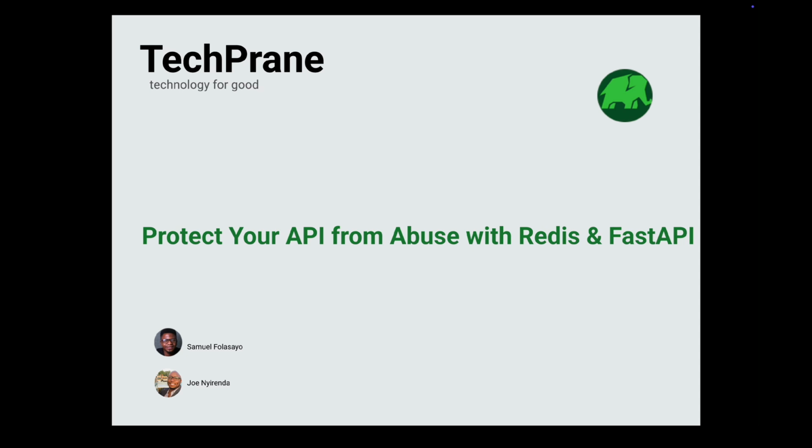Imagine your API is like a toll gate. You want to let cars or requests pass, but only a limited number in a given time, say 10 cars per minute. Anything above that gets blocked. That is rate limiting, and we will use Redis as our toll gate gatekeeper.